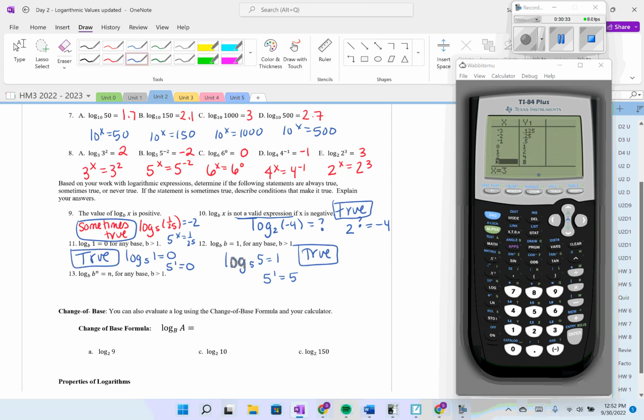And question 13, the log base b of b to the n equals n for any base b, and this is true because look at all these questions that we just did up here. So this is true because b to the power of n, when you do your loop trick, is equal to b to the n. And here, b to the first equals b. And for this one, b to the power 0 equals 1.